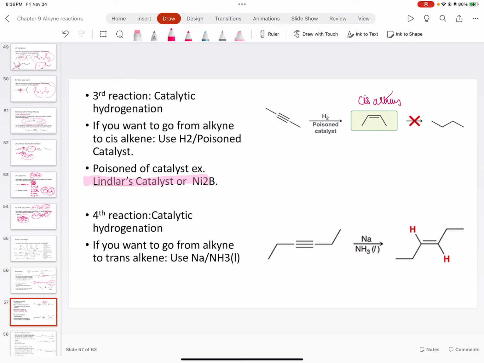While on the fourth reaction, we're going to have a dissolving metal reduction. If you want to go from an alkyne to a trans alkene, we're going to use Na in NH3 liquid. So then Na in NH3 liquid produces trans alkenes.